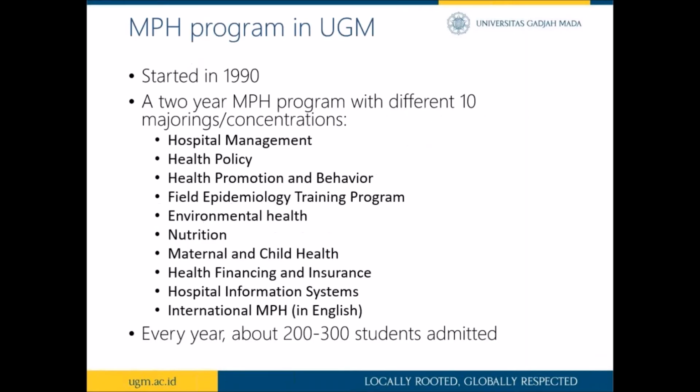So we will start with the MPH program in Gajah Mada University. It started in the 1990s, and this two-year MPH program consists of 10 majorings or concentrations. It means that the students could choose a different scheme or different majoring or concentration. Even though finally the student will receive a Master of Public Health, in the curriculum, especially in the thesis, they will choose a different concentration or specialization. They can choose hospital management, health policy, health promotion and behavior, epidemiology, environmental health, nutrition, MCH, health financing and insurance, and hospital information system.